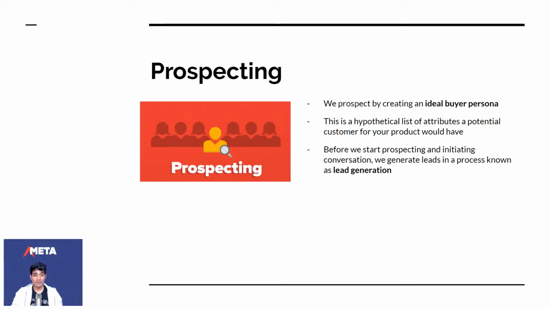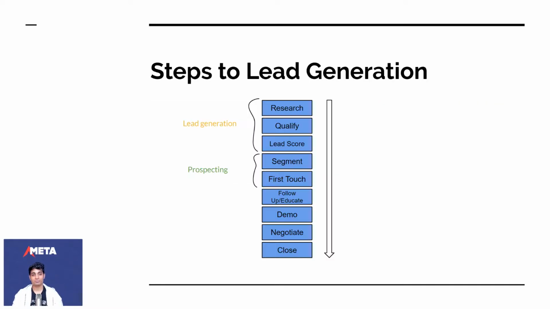We prospect by creating something called an ideal buyer persona. Who is most likely to buy your product? This is a hypothetical list of attributes that a potential customer for your product would have. Before we start prospecting, which is actually starting to qualify these leads and initiating conversation, we generate leads in the process known as lead generation. So lead generation, prospecting, and then you reach out, then you get sales.